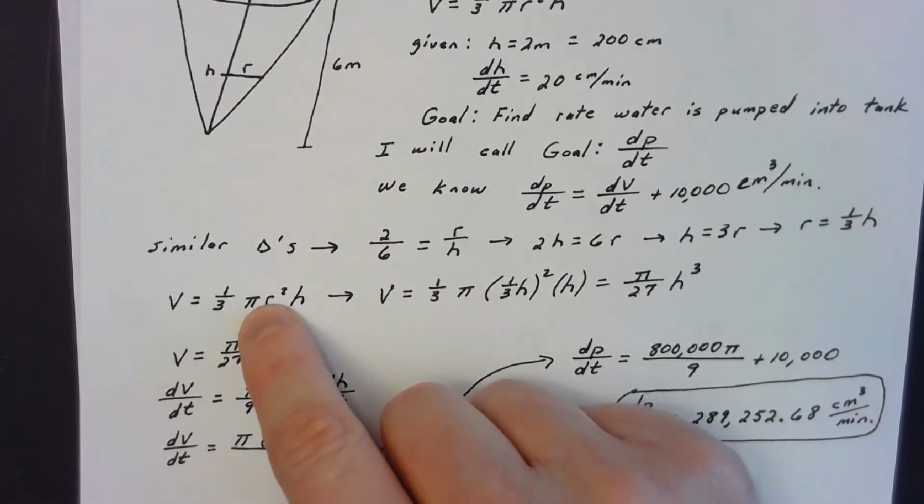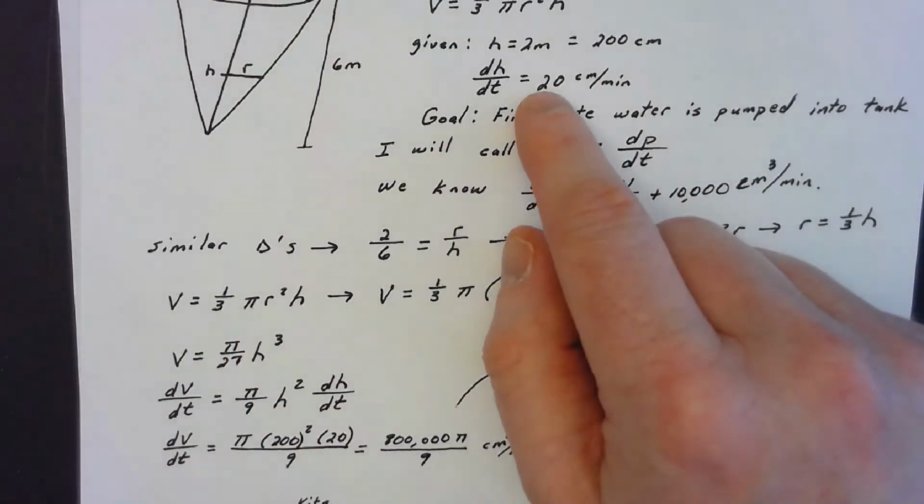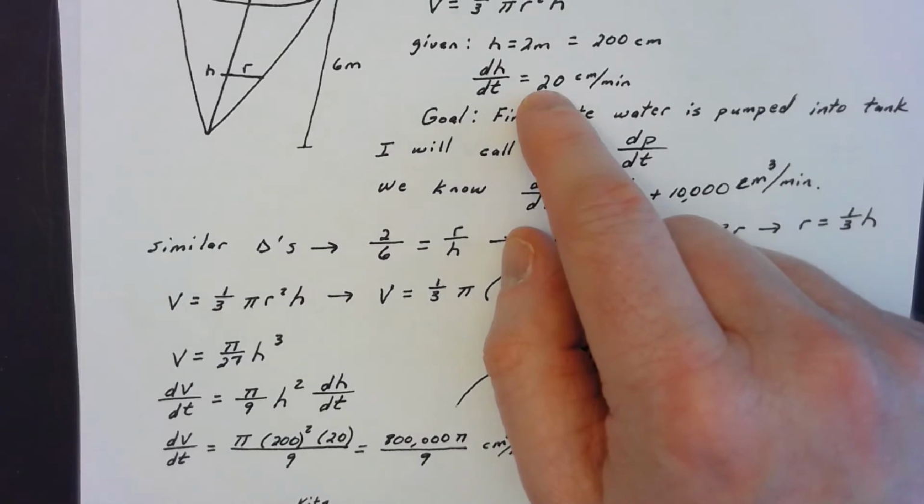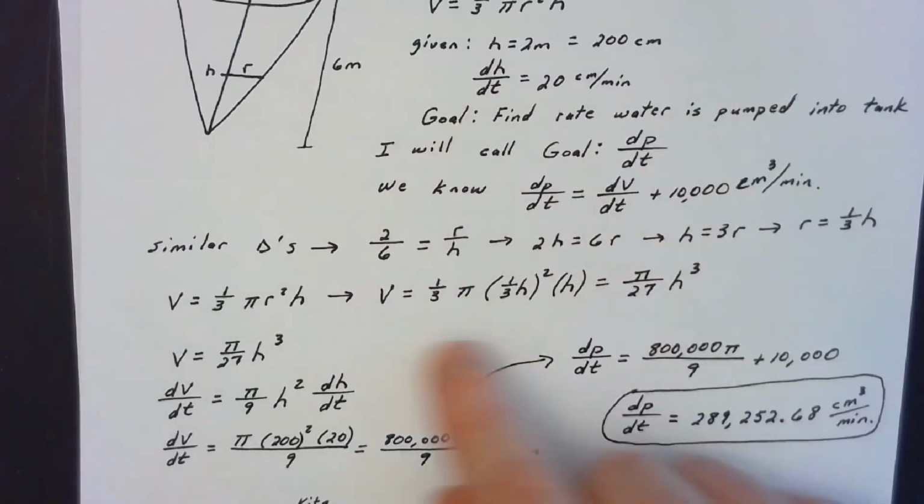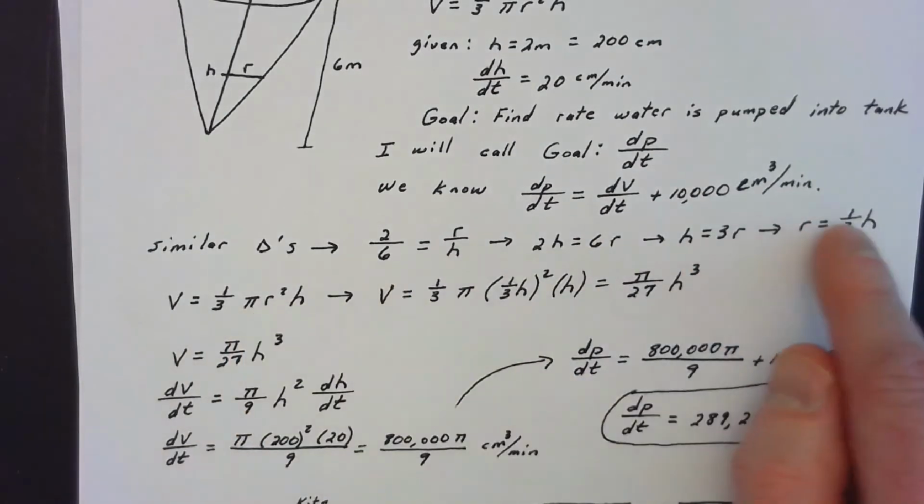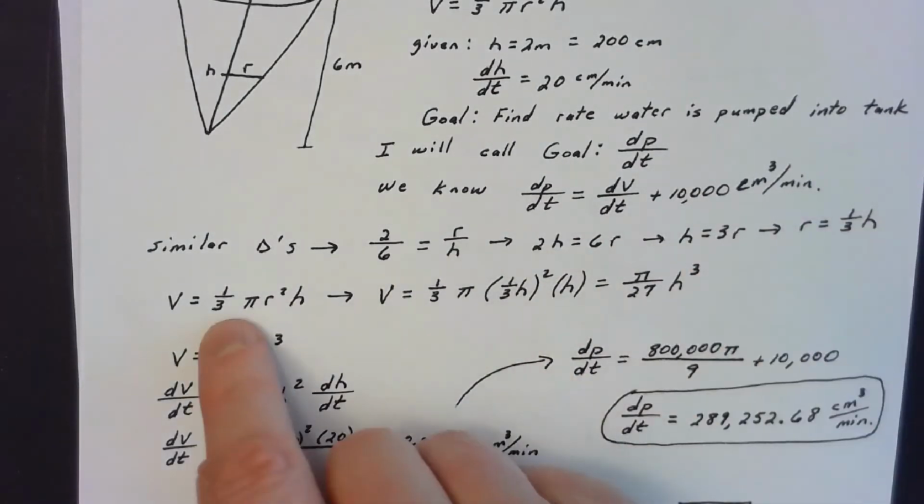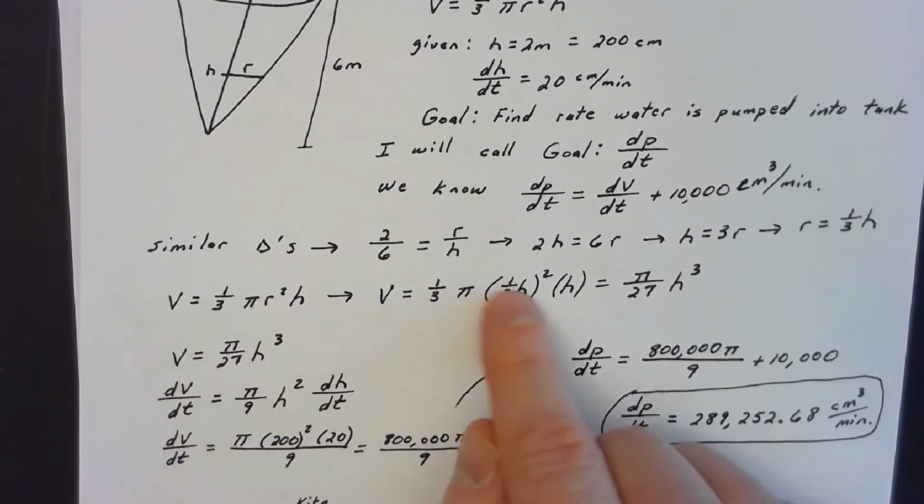The reason I want that, nowhere was I directly given what dr/dt was. So I didn't want to take the derivative of an expression containing r because I would get a dr/dt. I don't know what dr/dt is explicitly, but I do know what dh/dt is. So I substitute what I know r is equal to in terms of h into my problem right here.